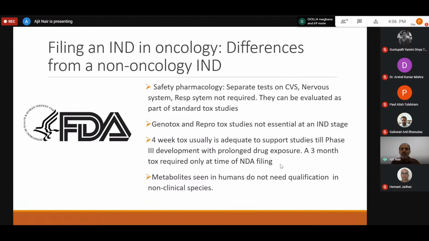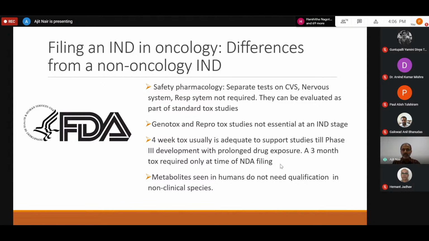Then you need genotoxicity data and reproductive toxicity data for a non-oncology product, which is not essential at an IND stage for an oncology compound, right? So that's again a key difference because all this adds to time. So your IND can be put together much quicker for an oncology IND as compared to a non-oncology IND. A very important point is the third bullet, which is a 4-week tox.